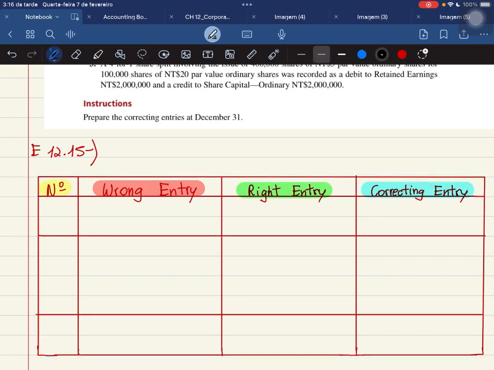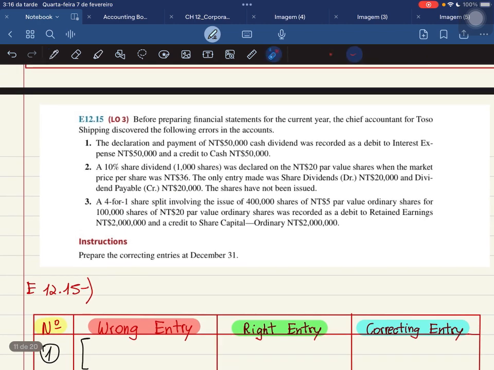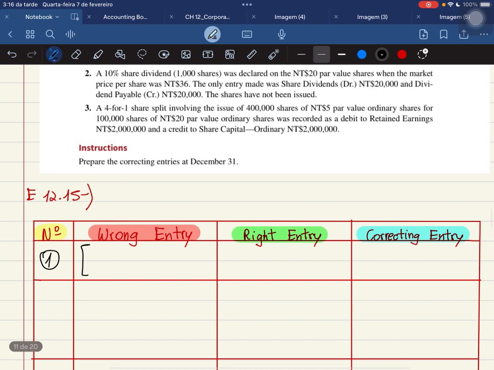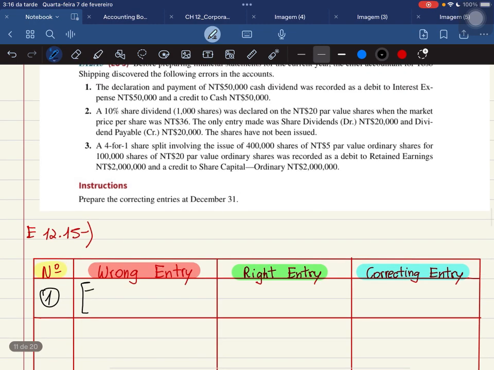So for number 1, let's see what it says. The declaration and payment of a 50,000 cash dividend was recorded as a debit to interest expense of 50,000. So over here under my wrong entry column, I'm going to have interest expense, and that was 50,000. And what else did they do? They credited cash for 50,000. That is the wrong entry, right? This is what they did, and we have to fix it.